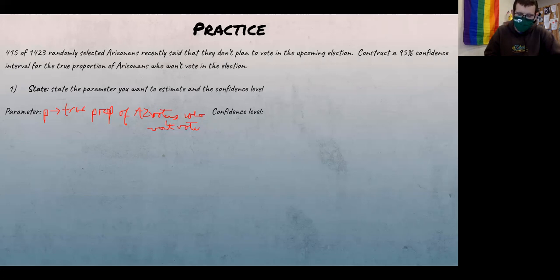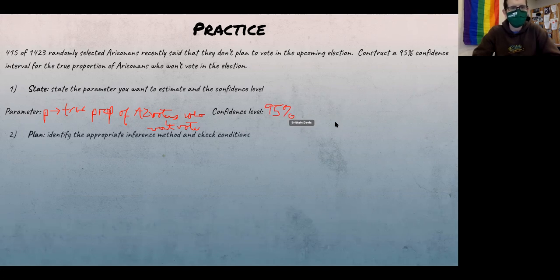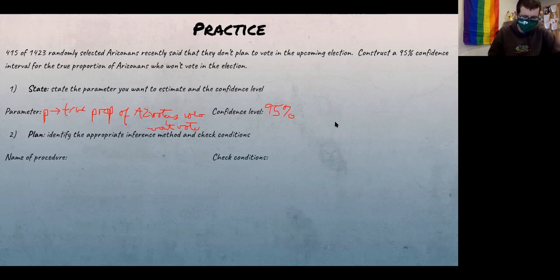Confidence level here, they're asking for a 95% confidence level. Identify the appropriate inference method and check conditions. Name of the procedure here, we only know one. It's the one proportion Z interval.